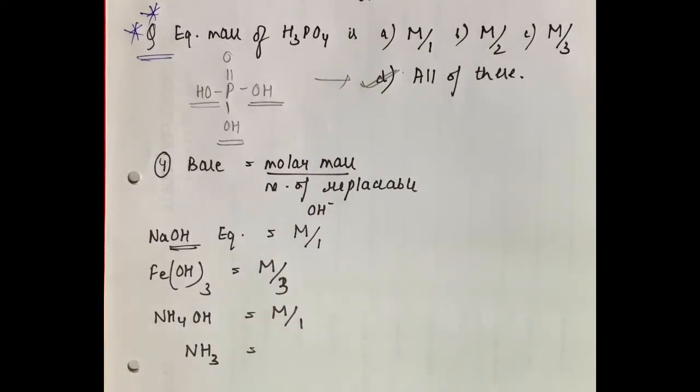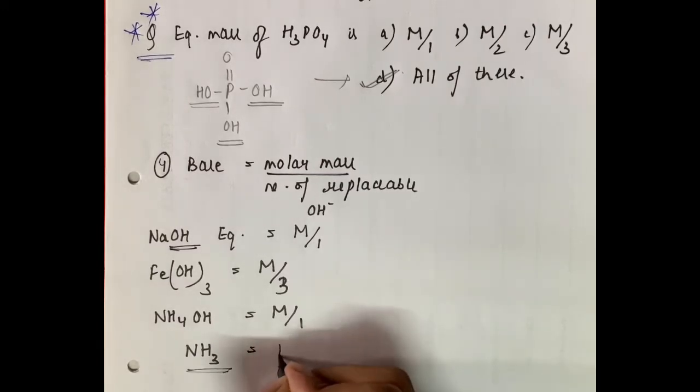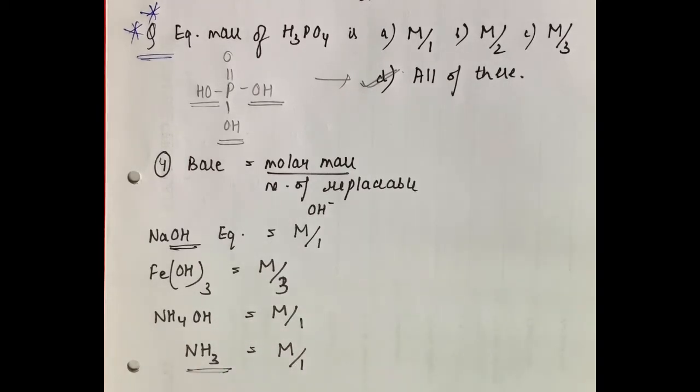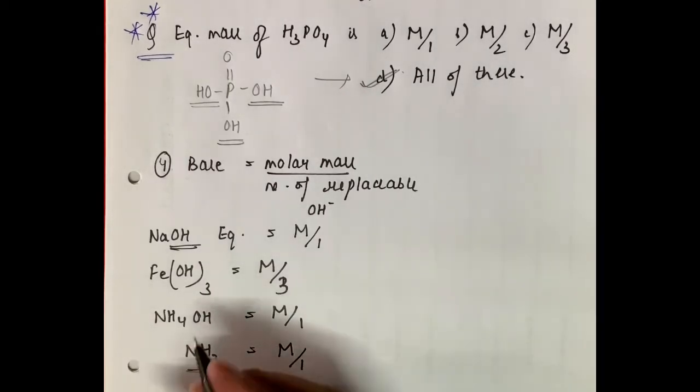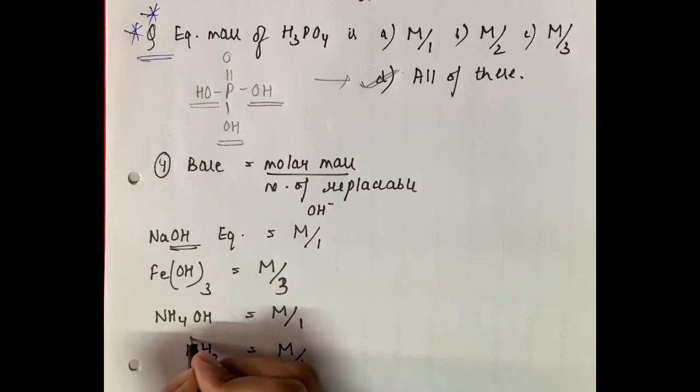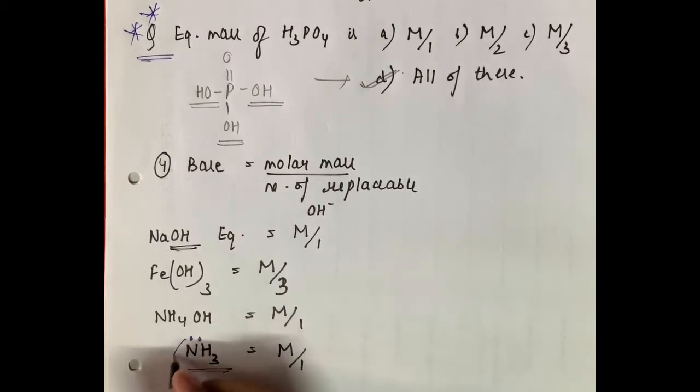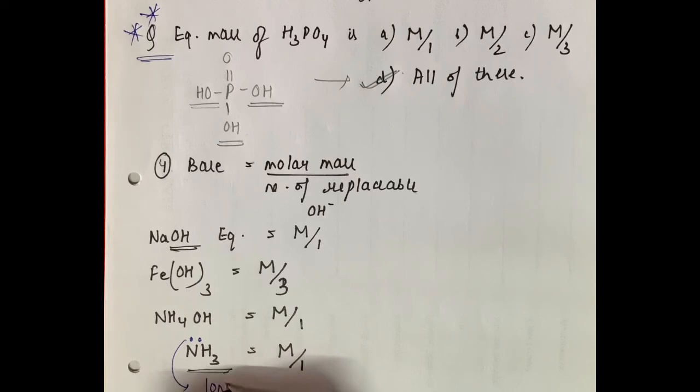But what will be the equivalent mass of NH3, as there is no OH present over here? Its equivalent mass is M by 1, due to the presence of one lone pair present on nitrogen.